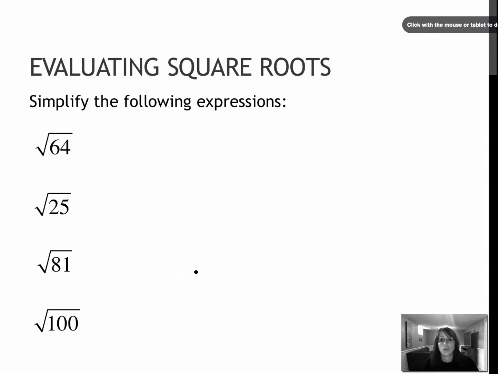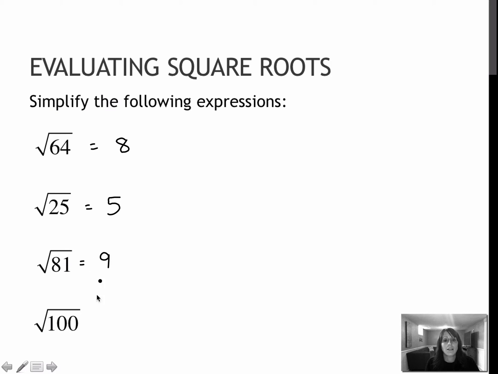Here are 4 for us to try together. So the square root of 64, again, is 8, because 8 times 8 is 64. The square root of 25 is 5. The square root of 81 is 9, and the square root of 100 is 10.